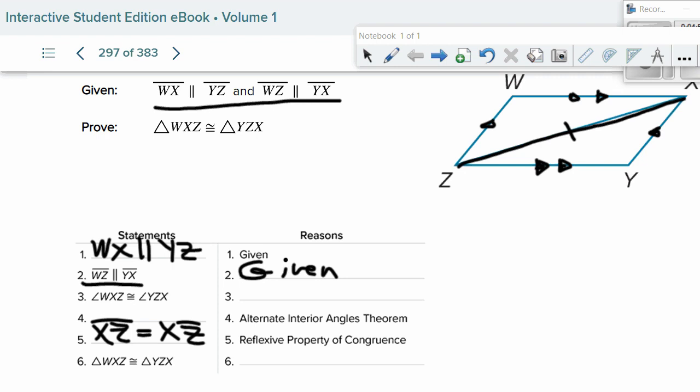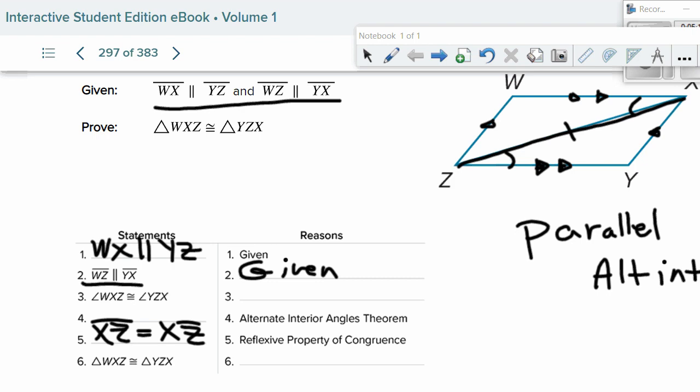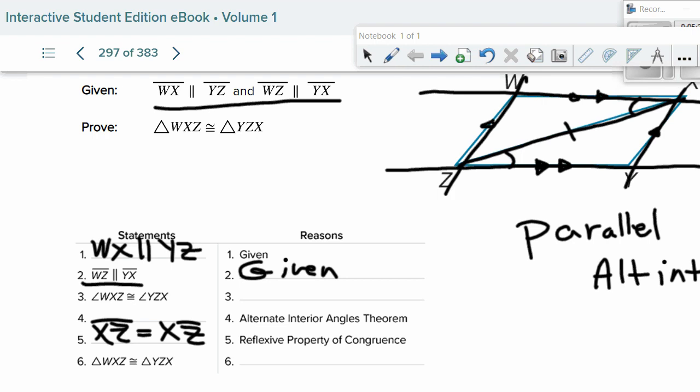Now what they've done in number 3, they're saying angle WXZ is equal to angle YZX, but they don't give us a reason. Now we have to remember, with parallel lines, one of the things we could think about is alternate interior angles. That's why those two are equal, because remember, you would have a transversal with these parallel lines here and here. So in this case, I could say that those are equal by alternate interior angles.